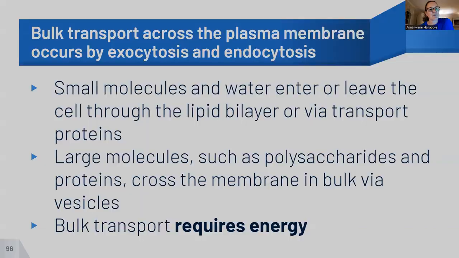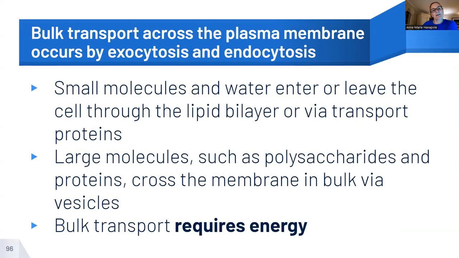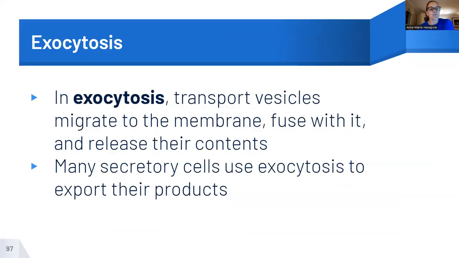So that's active and passive transport. Then the last thing that we need to talk about is bulk transport across the membrane. So bulk transport is going to be moving large molecules into or out of the cell. And so sometimes we need to get those larger molecules in, and bulk transport, because it requires movement of the membrane, is going to require energy. And so you're moving large molecules such as polysaccharides or proteins across the membrane, and we're using vesicles to do that. So if we're moving large molecules out of the cell, that's going to be exocytosis.